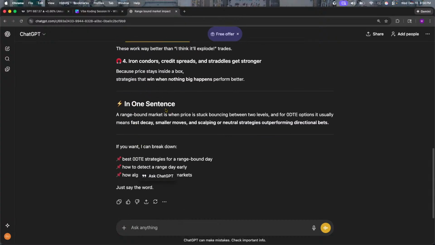So, in one sentence, a range bound market is when the price is stuck between two levels. For zero DTE, it usually means faster decay, smaller moves, and scalping or neutral strategies outperforming directional bets, right?